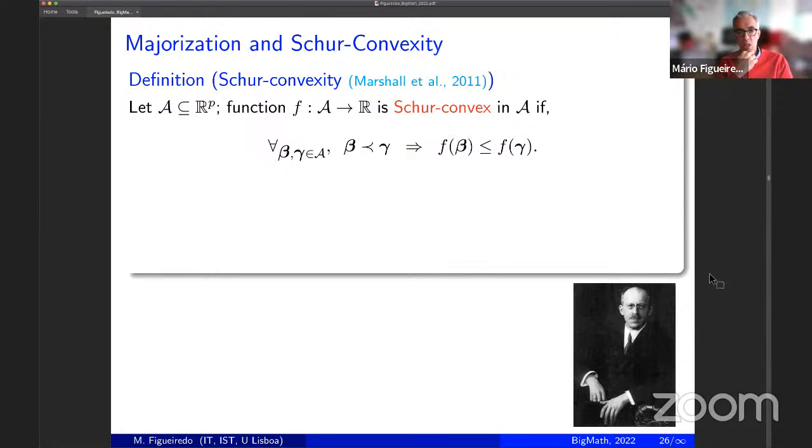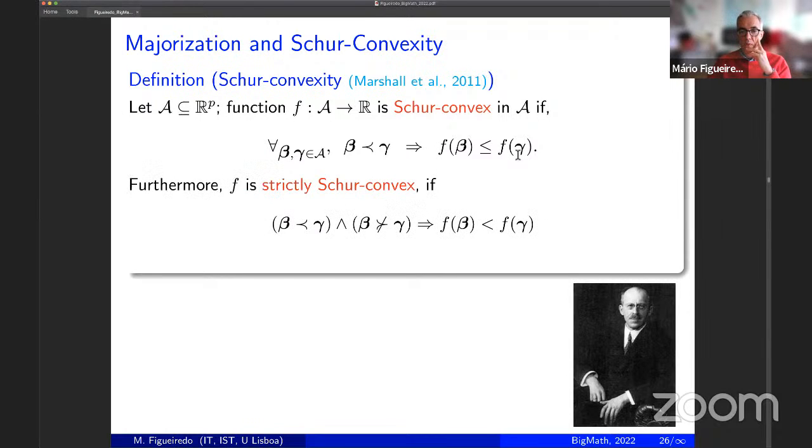So a function is said to be Schur convex if the following happens. If one vector majorizes the other, then the function value for the vector that majorizes is larger than for the one that's majorized. So essentially, a function is Schur convex if it takes smaller values when its argument is more evenly spread than for some other argument. So it favors, in a sense, more uniform distributions of the values for the same total sum.